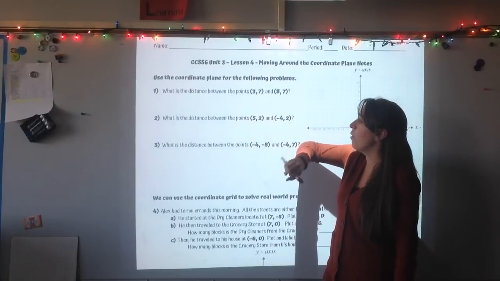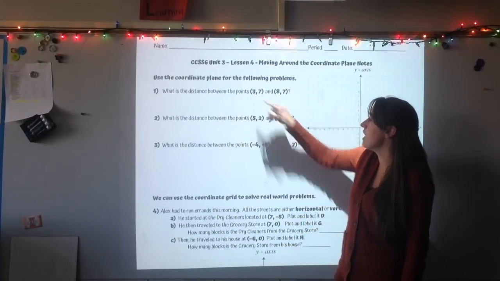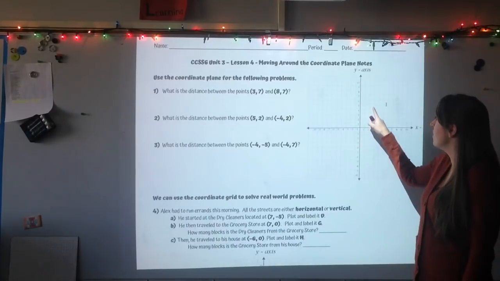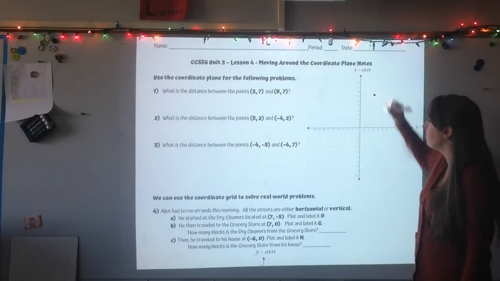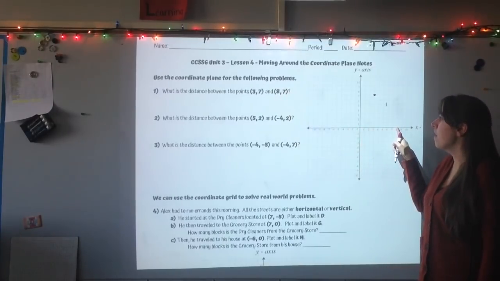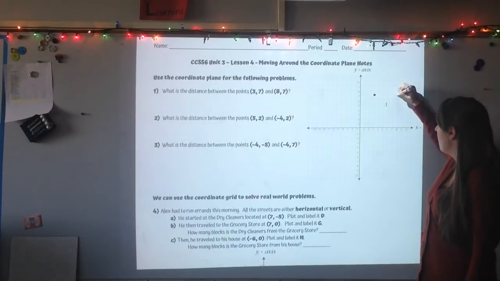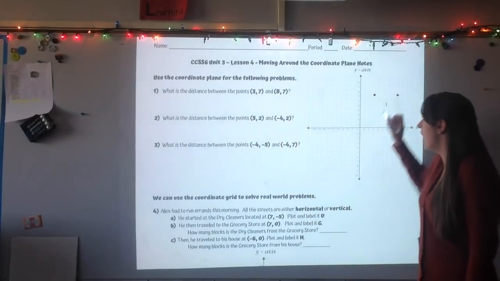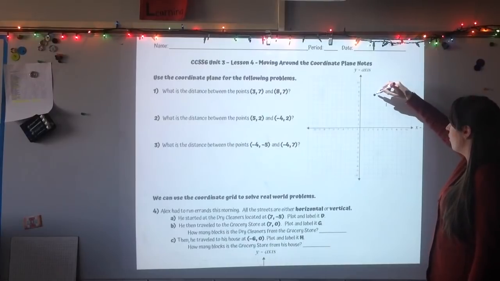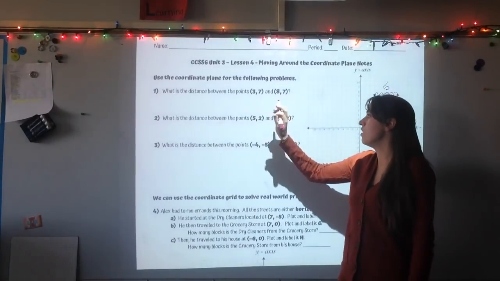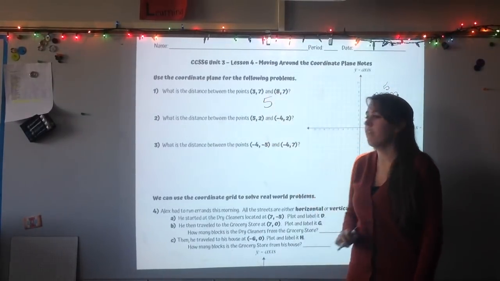So this first example, we've got the distance between the points (3, 7) and (8, 7). So positive 3 is 3 to the right, positive 7 is 7 up. I'm going to mark that point. And (8, 7): positive 8 is 8 to the right, positive 7 is 7 up, and I'm going to mark that point right there. So if we're talking about the distance between these 2 points, I'm just going to count from one to the other. So I move over once, twice, 3 times, 4 times, 5 times. So the distance between these 2 points is 5.